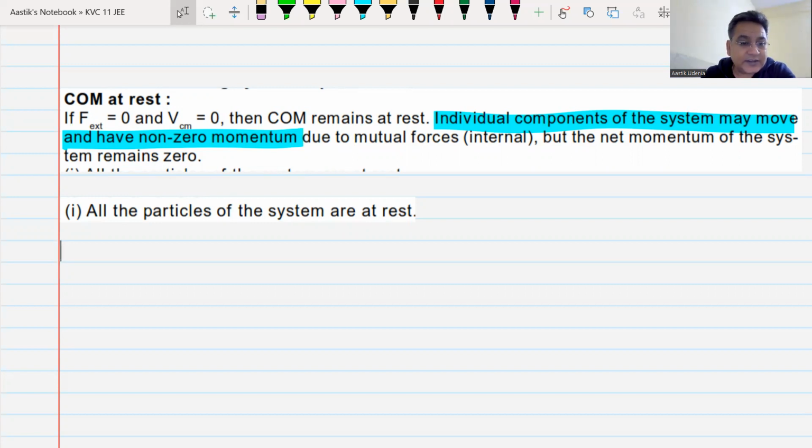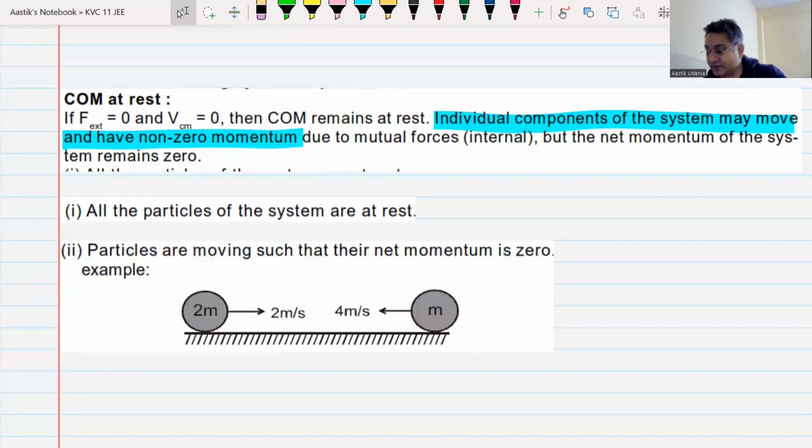Now, a second case and a very important case here where the particles are moving but still the center of mass is at rest. Now look at this example. Here I have two bodies. The pink body moving like this and the green one moving like this.